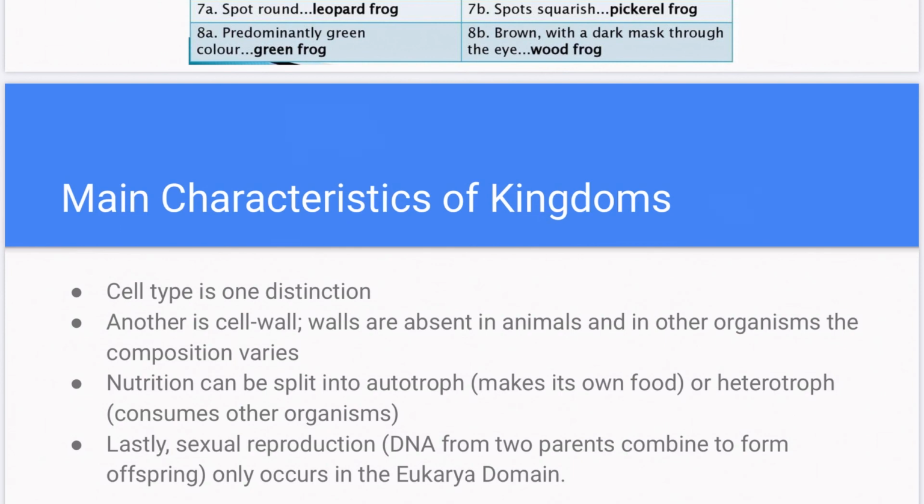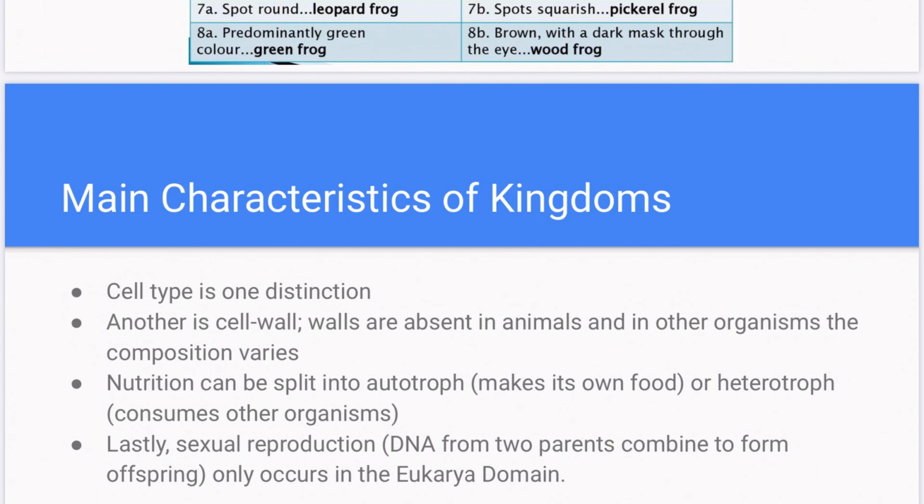Nutrition can be split into autotroph, something that makes its own food. A plant, for example, makes its own food through the use of sunlight. Or a heterotroph, something that consumes other organisms. Us, for example, we are heterotrophs. We need other things to consume. We can't use sunlight to make our own food.